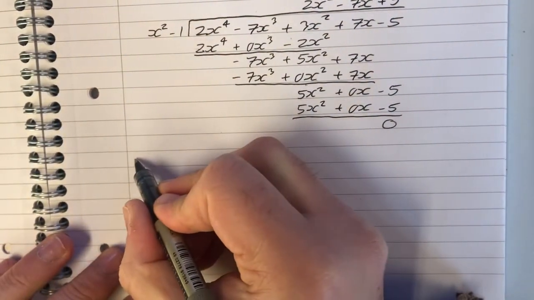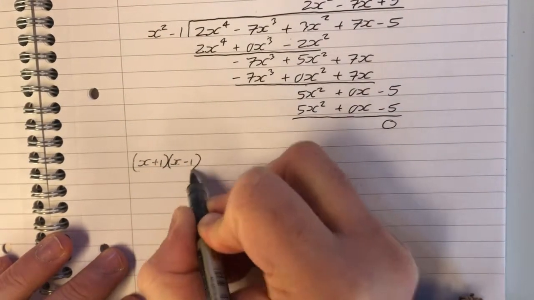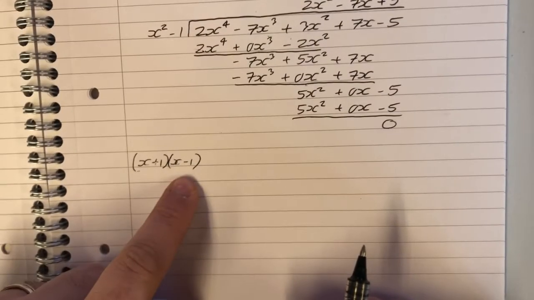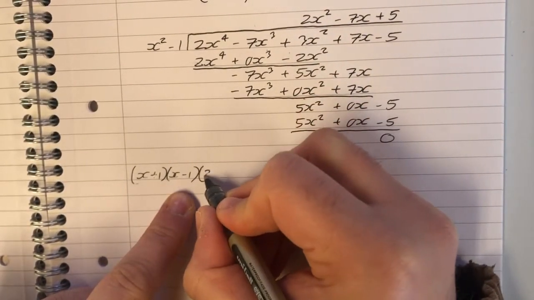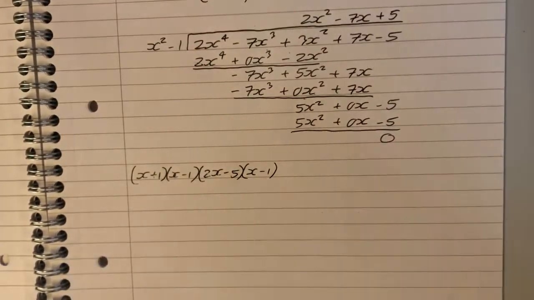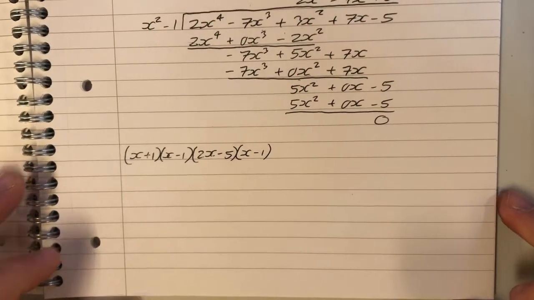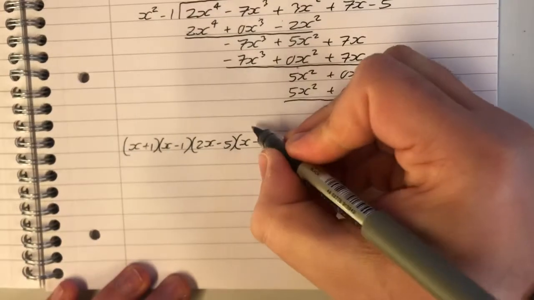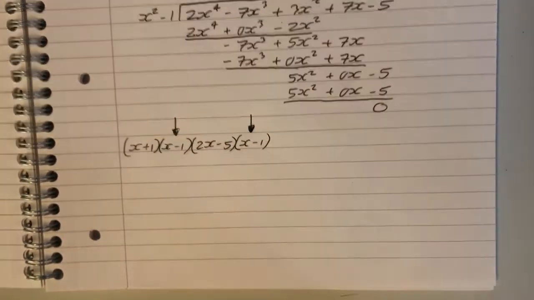So this allows me then to say that f of x is going to be equal to x plus 1 times x minus 1, which is what this quadratic is factorised. And then we want to factorise this quadratic as well. And we'll end up with 2x minus 5 and x minus 1. Okay, and this brings me to the final point of this example, which is not in any of my previous examples. And this is the fact that we've got what's called a double root. So we have a double root at x equals 1.